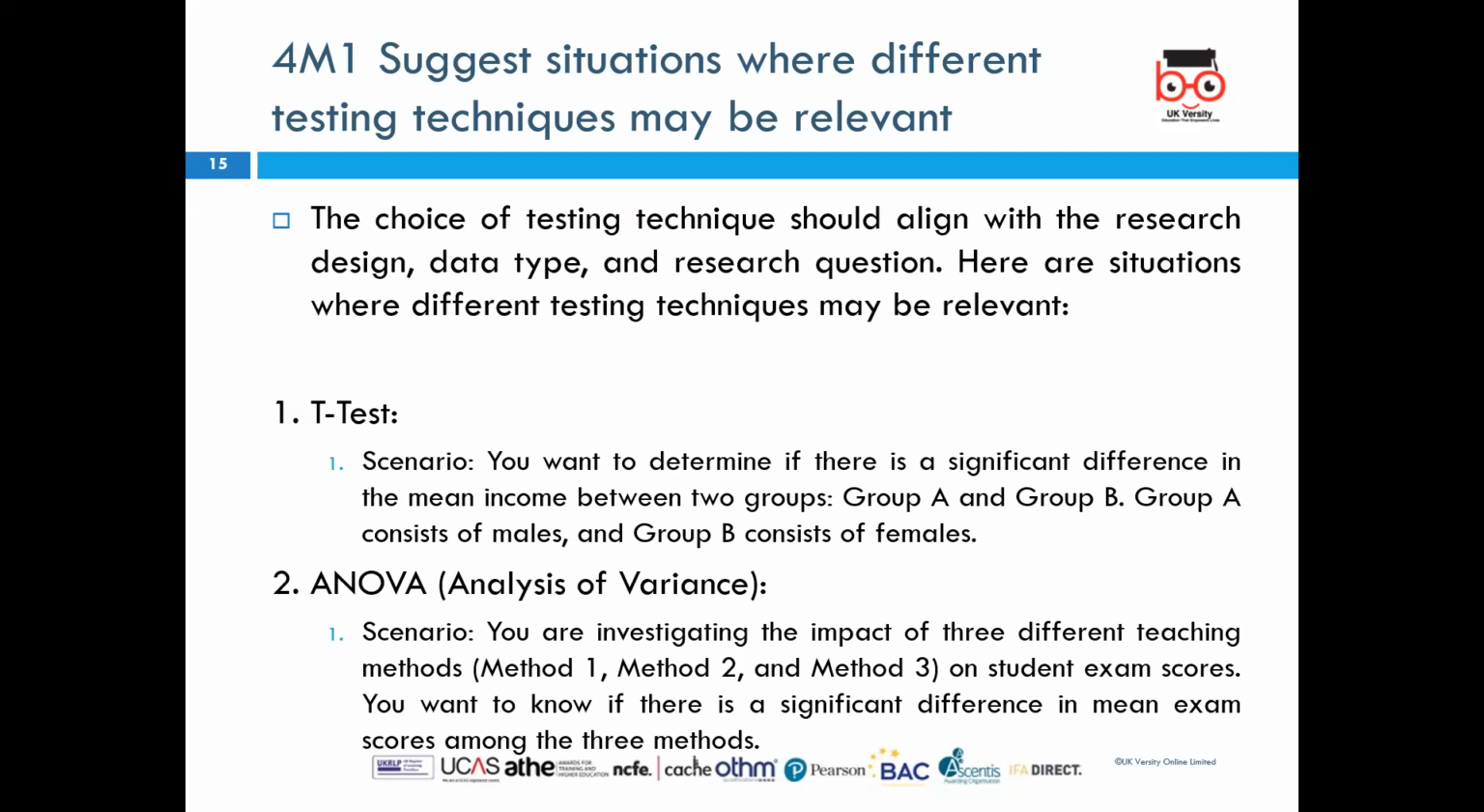Then you have ANOVA, which is analysis of variance. So here you are investigating the impact of three teaching methods, method 1, method 2, and method 3 on student exam scores. So you want to know if there is a significant difference in mean exam scores among the three methods.